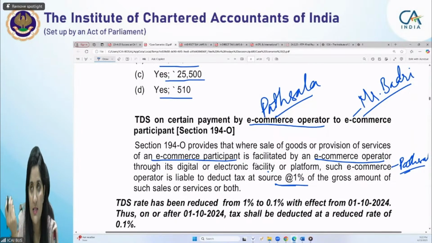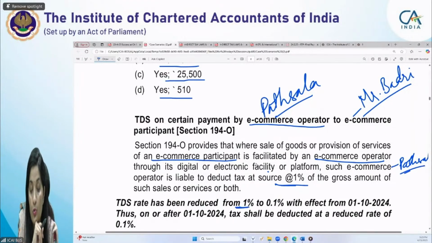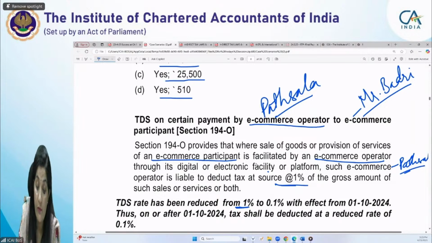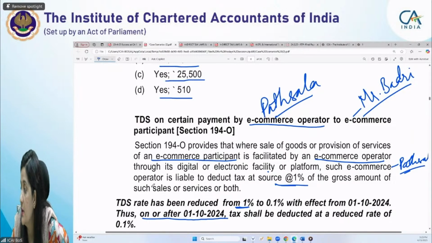On the same lines, basically, you see in 194H also, 1% to 0.1%. They are reducing the tax compliance burden and the working capital requirements. They have reduced the rates on certain sections by the Finance (No. 2) Act 2024, with effect from on or after 1/10/24. So remember, the rate is reduced from 1% to 0.1%.